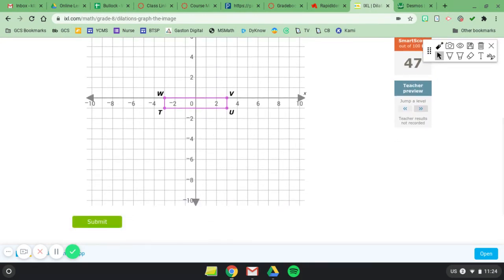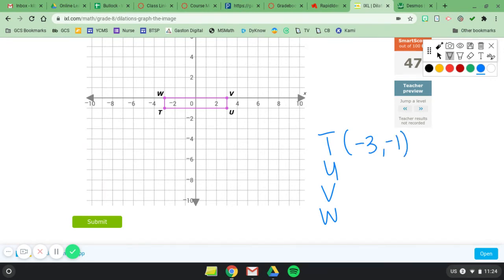This one has 4 points now instead of 3. So I'm going to write out my points just like I asked y'all to do. So T, U, V, and W. And T is going to be at negative 3, negative 1. U is going to be at positive 3, negative 1. V is at 3, 0. Remember, if it's sitting on the x-axis, the x is the one that gets the number because it didn't go up or down, so y is going to be a 0 value. And then W is at negative 3, 0.